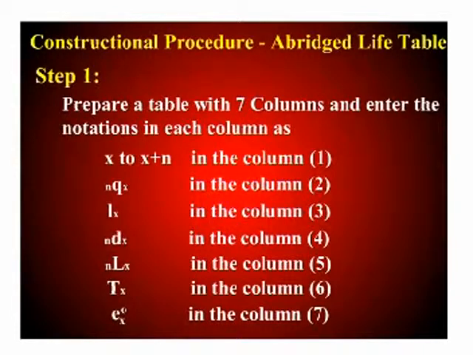Here, the computational procedure of an abbreviated life table involves the following steps. Step 1, prepare a table with 7 columns and enter mathematical notations in each column as given. x to x plus n in column 1, nqx in column 2, small lx in column 3, ndx in column 4, nLx in column 5, Tx in column 6, e0x in column 7.